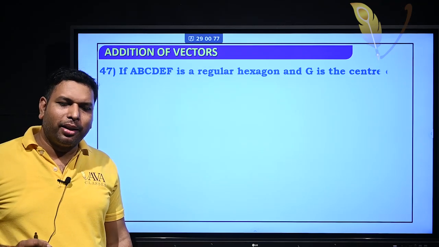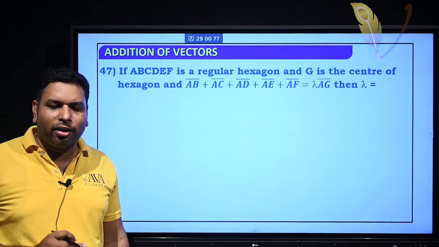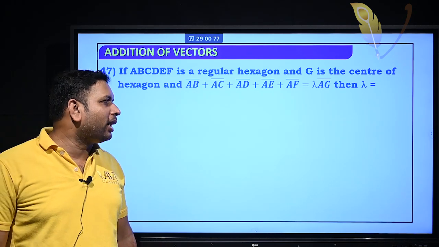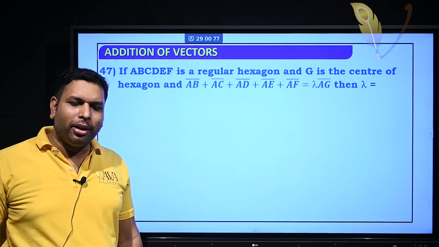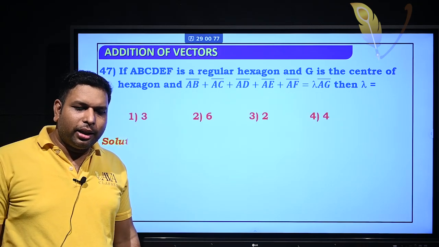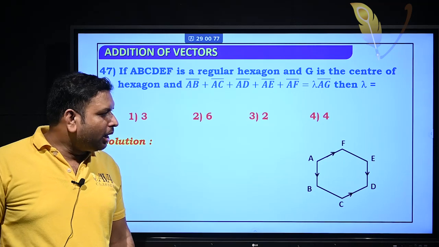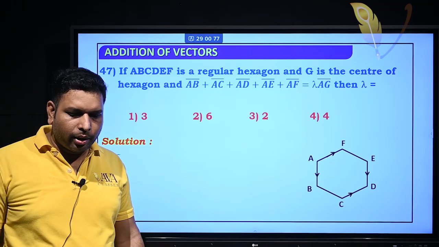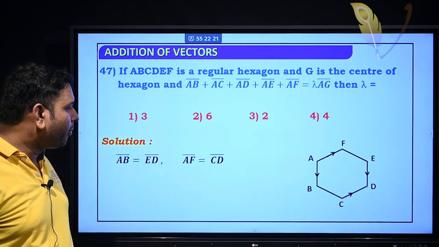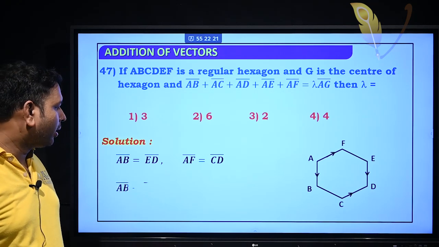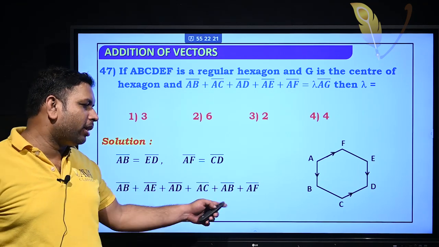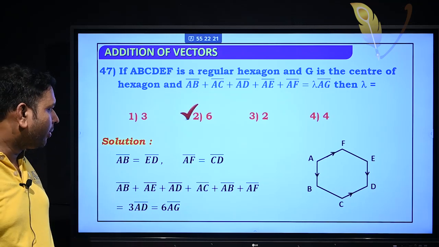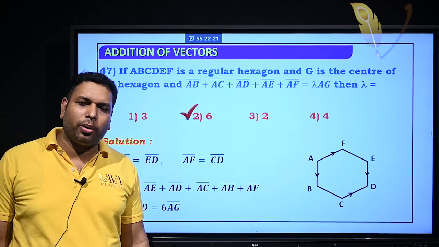Now question number 47. If ABCDEF is a regular hexagon and G is the center of the hexagon, and AB plus AC plus AD plus AE plus AF equal to lambda times AG, then lambda equal to... These are the options. Solution. Now this is ABCDEF. This is a regular hexagon. Okay. Now AB equal to ED, AF equal to CD, so AB plus AE plus AD plus AC plus AF, it is 3 times AD equal to 6 times AG. So second option is the right option, students.